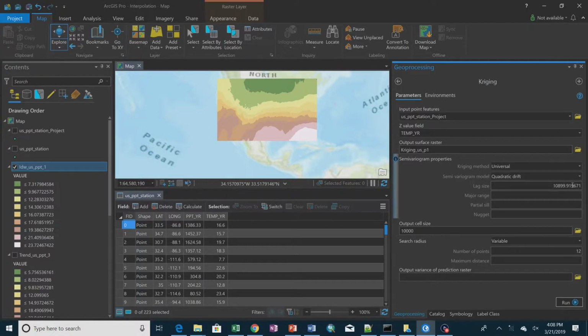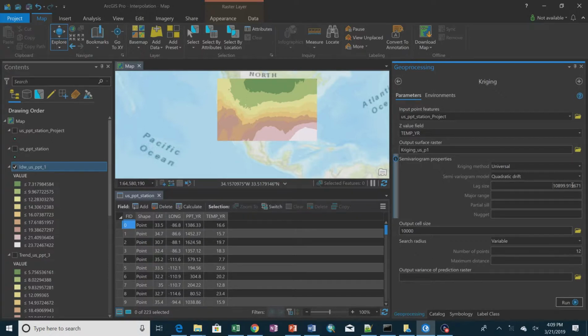Interestingly, the output cell size that it chooses is also related to the average distance between points. So it's using the same value for both of these, but not for the same reason. Typically, your lag size should be about the average distance between points, maybe a little bit lower. And same with cell size. You really want your cell size to be just slightly below your minimum distance.